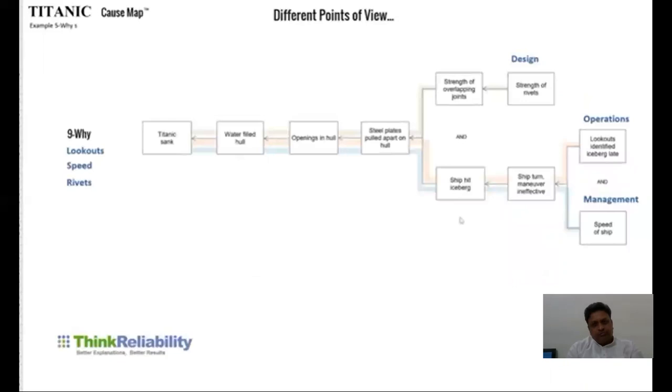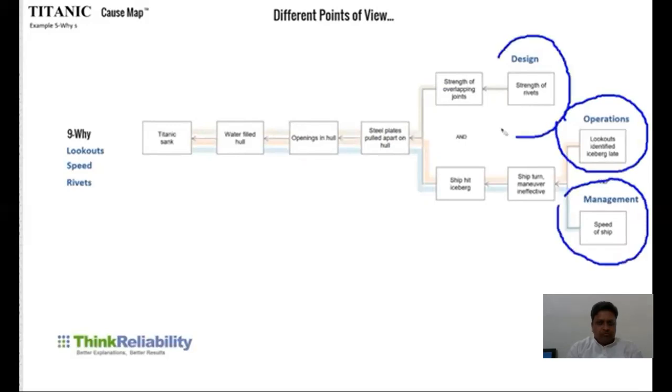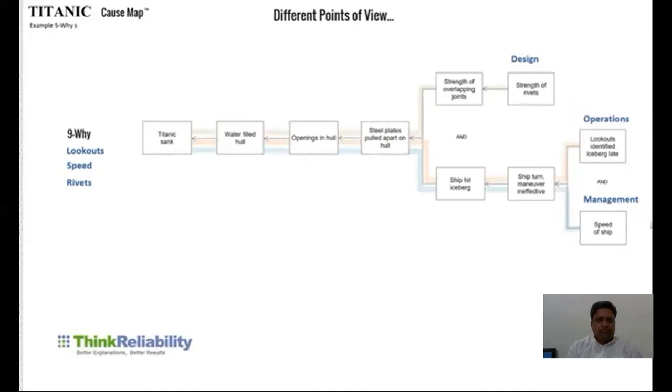You can even add in the design and find out that you could hit the iceberg, but if the plates were stronger, if the rivets were stronger and never pulled apart, then you wouldn't have water fill the hole. So the question is, well, which one of these caused the Titanic to sink? And you can see how easy it is for someone to point out, well, the lookouts made the error, and someone else says, no, management had the ship going too fast, and someone says, no, it's a design issue. So these are the 3 classic causes, operator error, management, or design, laid out on one issue.